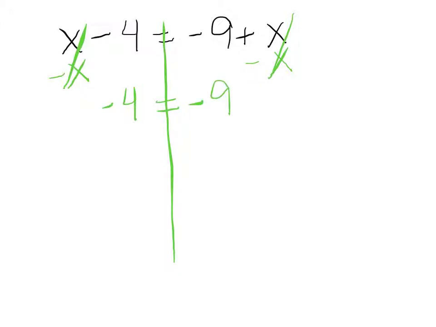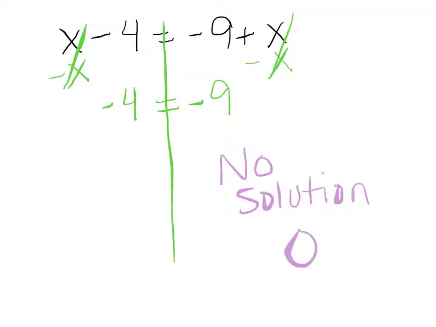Uh-oh. This is one of those cases where we need to think, when does the number negative 4 equal the number negative 9? Never! So your answer is no solution. There is no answer. Remember the shortcut? 0 with a slash through it.